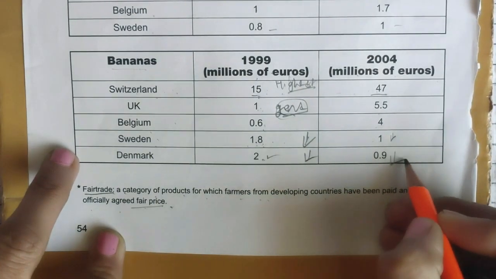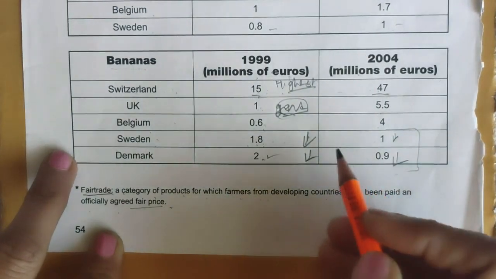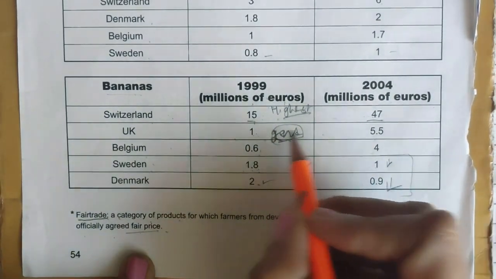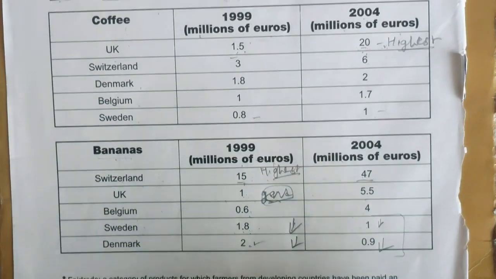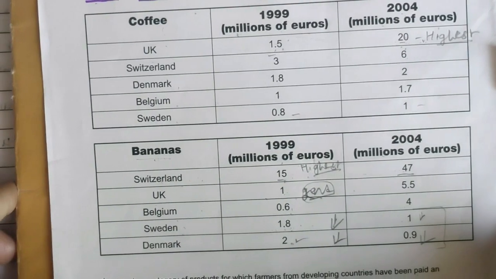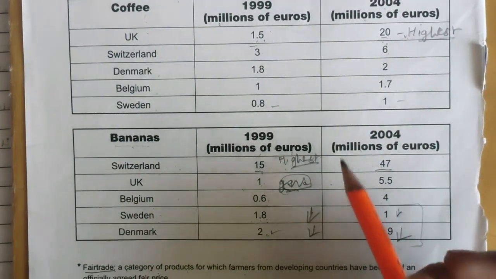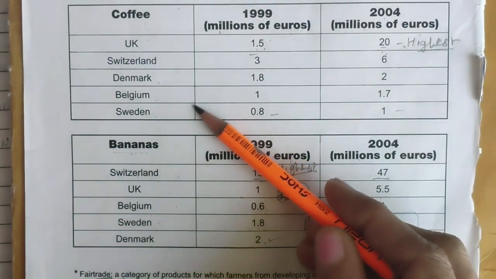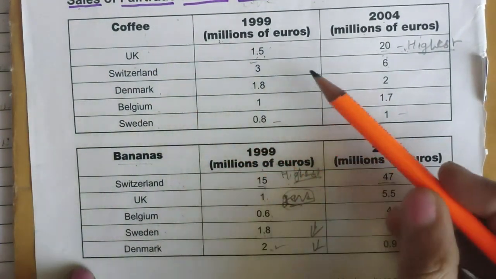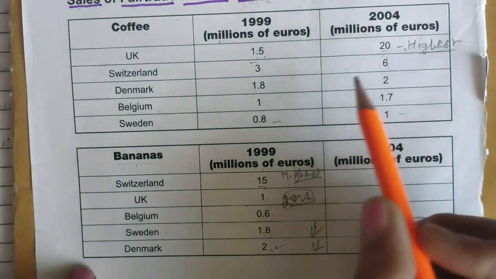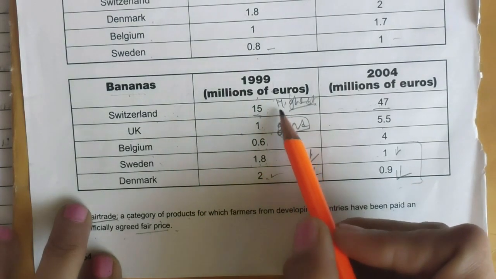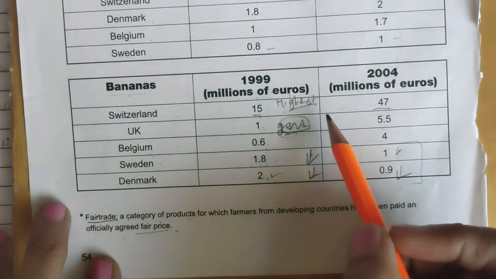So apart from these two countries, these three countries are improving their sales in bananas. So now what can you realize by looking at this? We have analyzed that in coffee sales UK is at the highest, and the lowest is this one, and in bananas Switzerland is at the highest, and UK is also approaching a good trend.